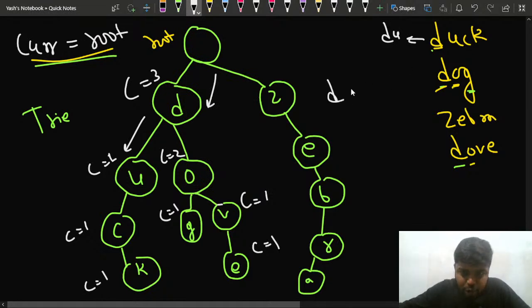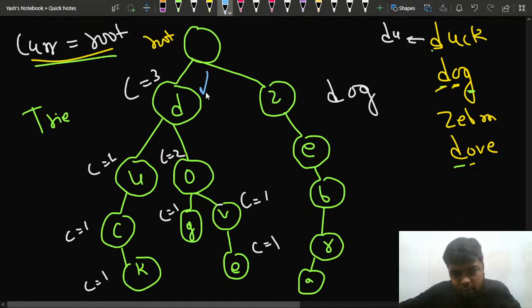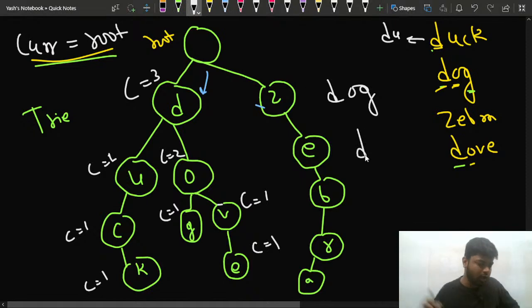Now I'll come to dog. For dog, if I move to this D, can I represent this dog with D? No, I cannot, because its counter is 3.